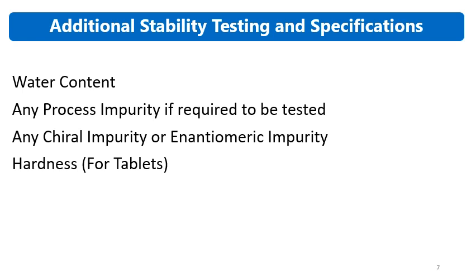Then additional stability testing. The tests are like water content, any process impurity if required to be tested, any chiral impurity or enantiomeric impurity, and the hardness. These tests are the same as the additional tests for initial analysis. Only then can you understand the effect of different storage conditions and the packaging systems during the shelf life.